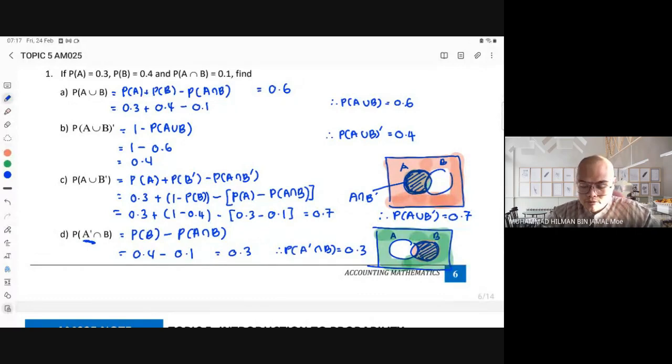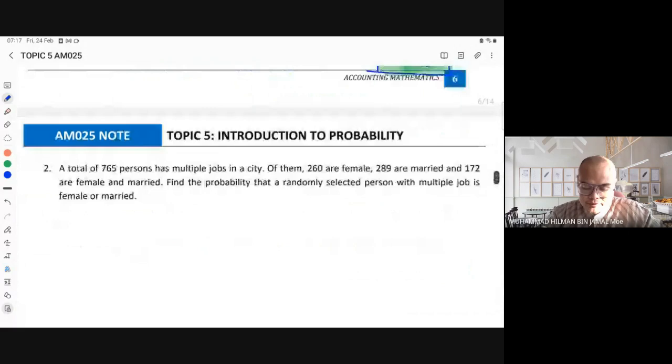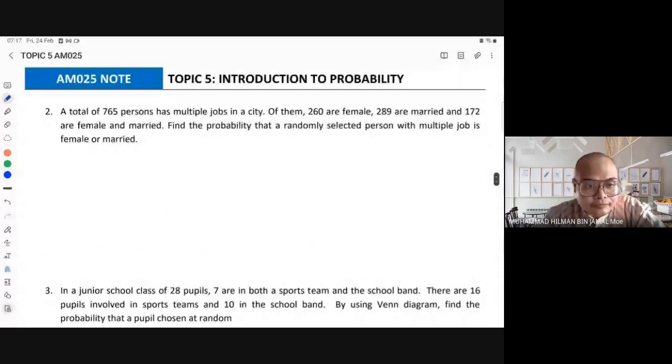Okay, so go to the next example. So the next example is: a total of 765 persons has multiple jobs in a city. Of them, 260 are female, 289 are married, and 172 are female and married. So find the probability that a randomly selected person with multiple job is female or married.